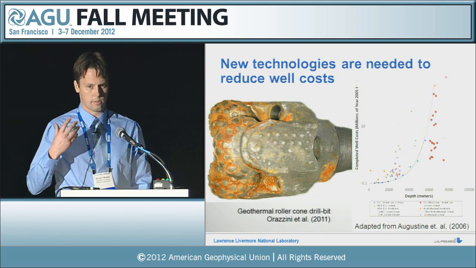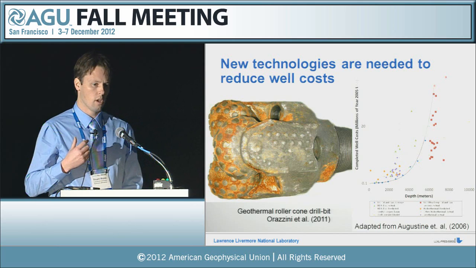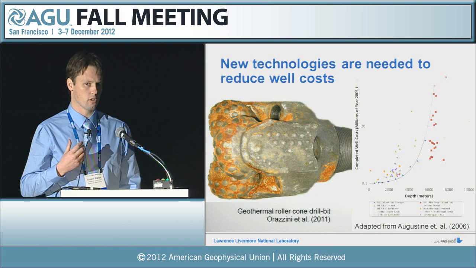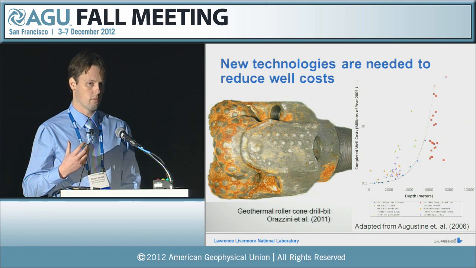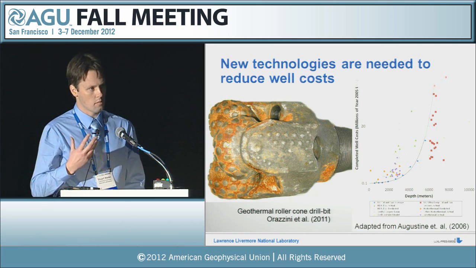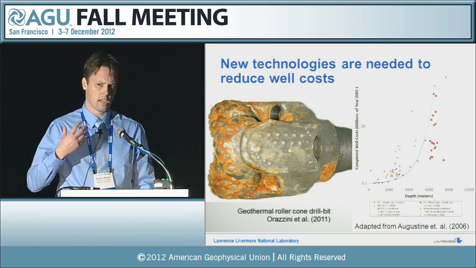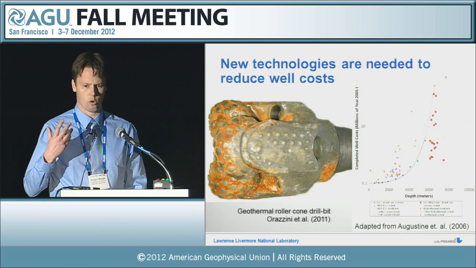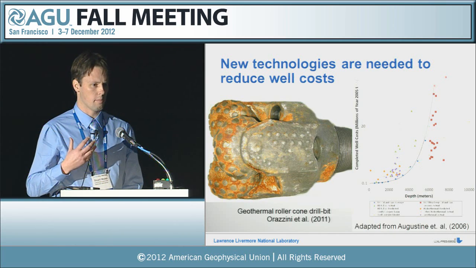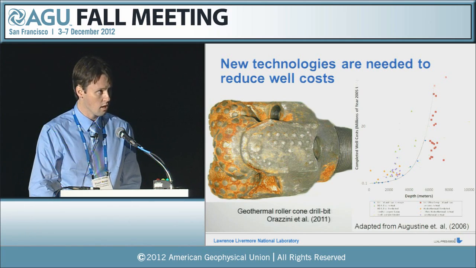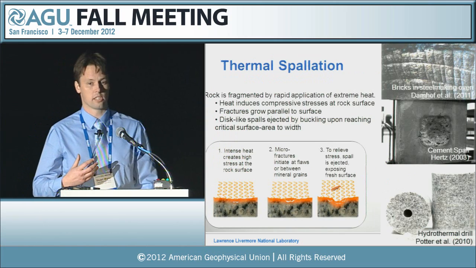EGS resources are typically fairly deep underground, so we have to drill a long way, and what's more, we have to drill into hard granitic basement rocks, which are difficult to penetrate with traditional mechanical drilling technologies. So the take-home message is, if we want to see more widespread use of EGS, then we need to come up with new drilling technologies to help reduce the well costs associated with EGS. And that's where this idea of thermal spallation comes in.